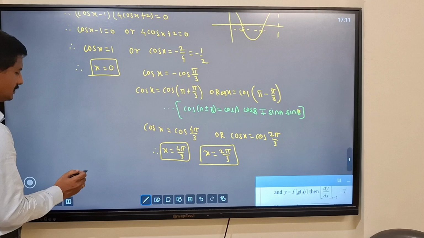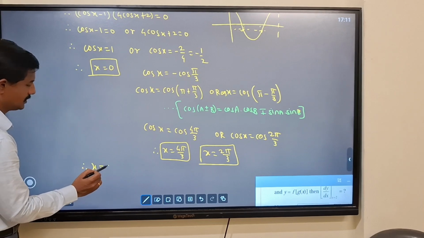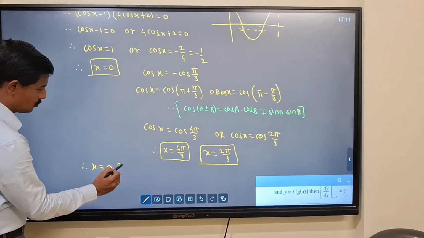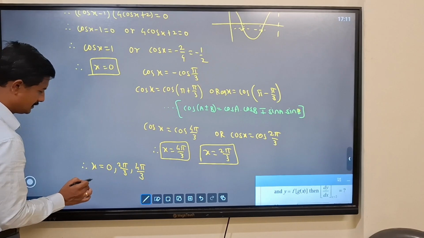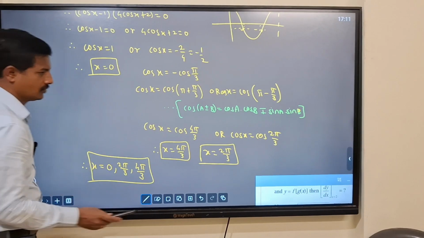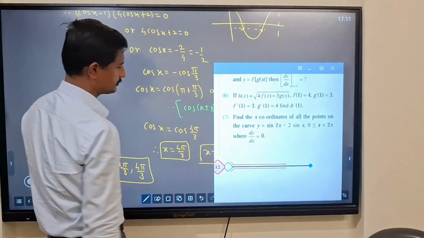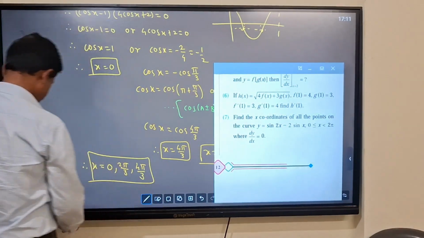Now these are the answers. Therefore, values of x are either 0, then 2 pi by 3 and 4 pi by 3. At those points, these conditions are satisfied. Okay.